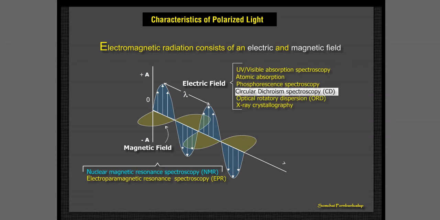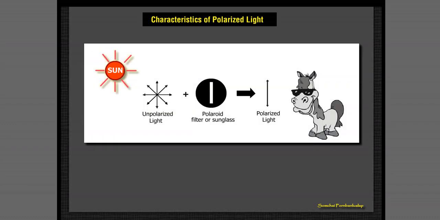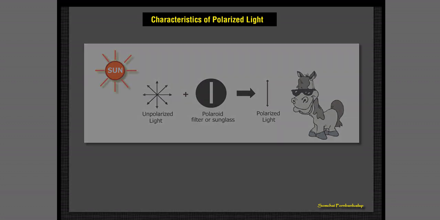However, because only the electric field interacts with molecules in CD spectroscopy, the magnetic field will be ignored in the present discussion. Light that we observe from the sun travels to the Earth in all directions and therefore is unpolarized, or randomly polarized. These unpolarized lights, however, can become polarized when they are reflected from the surface of an object, or pass through a Polaroid filter of a camera, or polarized sunglasses, as shown.